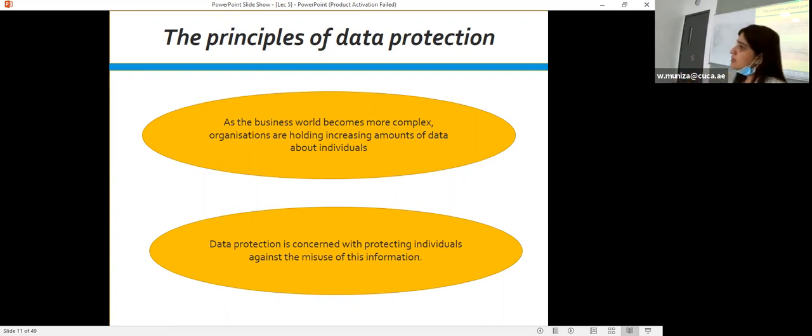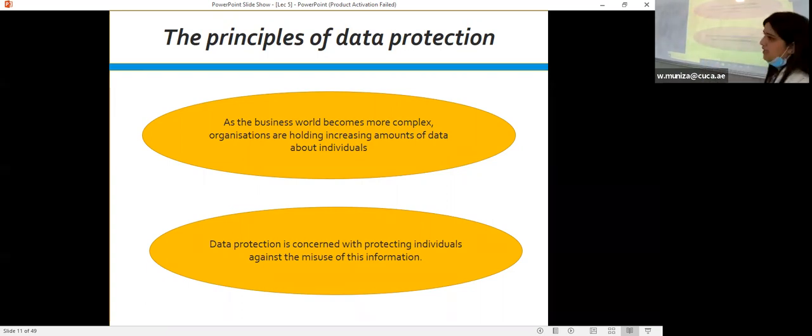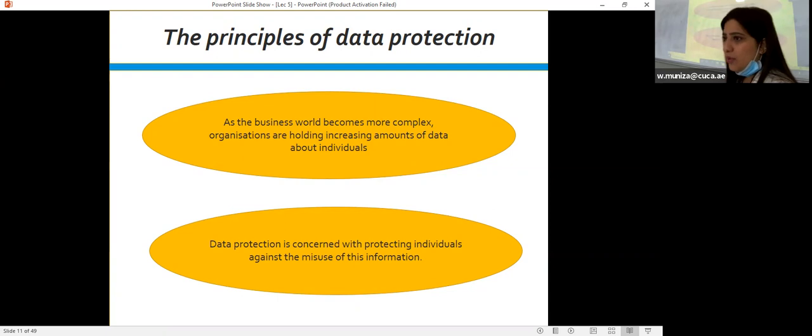But there are some data protection acts which are in place specifically to address this issue. So the principles of data protection: on which principles are the data protection acts being made? What are the general principles, rules, or policies which have to be followed?